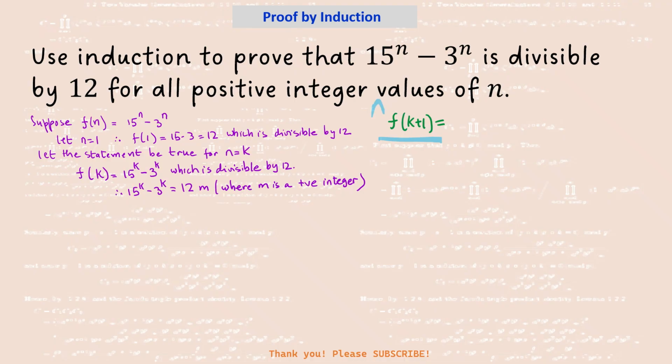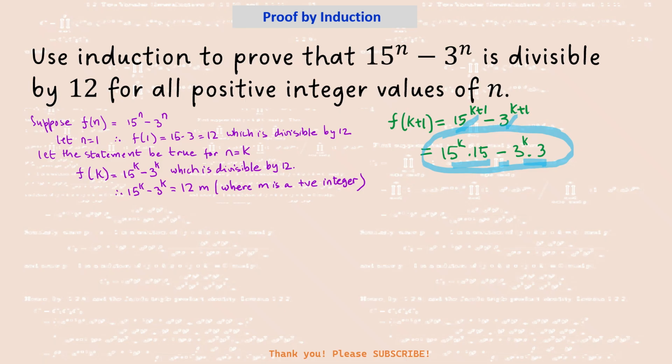What I meant to say is n equals k plus 1. So if n equals k plus 1, then f(k plus 1) would be 15 to the power k plus 1 minus 3 to the power k plus 1. And you see, we can write this as 15 to the power k times 15 minus 3 to the power k times 3. I think this is the most important step here to proving that this statement is true for n equals k plus 1.